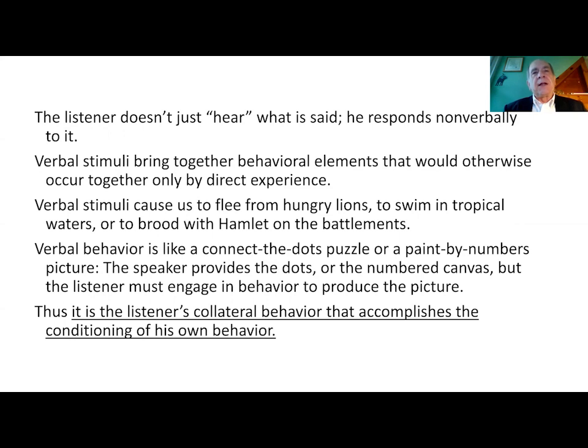So verbal behavior is like a connect the dots puzzle. The speaker provides the dots, but the listener engages in the behavior of weaving the dots together into a picture. So it's the listener's collateral behavior that accomplishes the conditioning of his own verbal behavior. Now, Skinner doesn't get into much detail on this. He devotes about 10 pages to the subject. It's an extremely important topic, but it went beyond Skinner's goals.